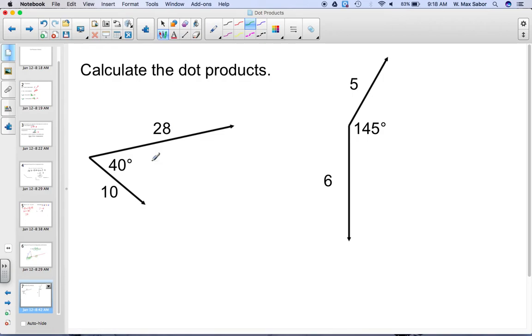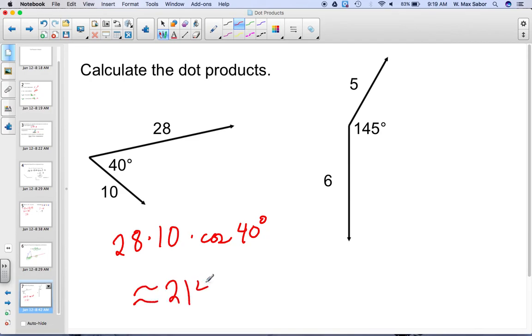So if you see here, we have the dot product of 28 and 10 with a 40-degree angle between them. That's 28 times 10 times cosine of 40 degrees. It does not matter which one you consider as v or w. It just matters that the angle has to be the angle between them. So 28 times 10 is 280 times the cosine of 40 degrees is approximately 214.5. That is the dot product of those two vectors.